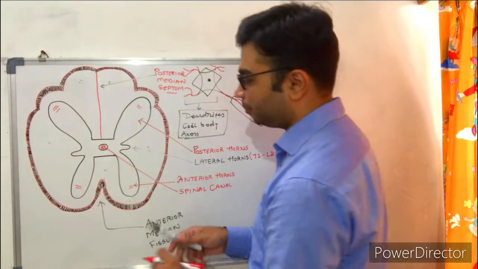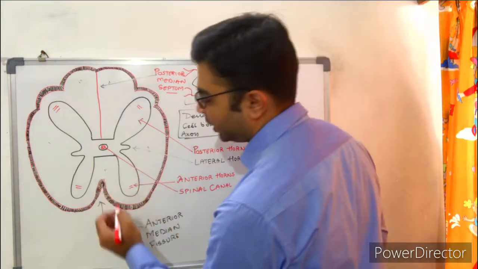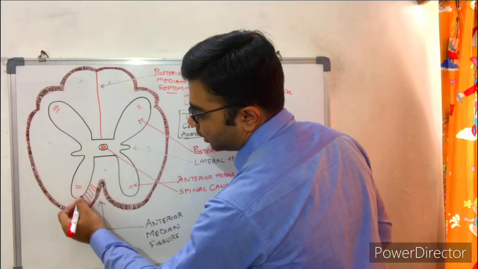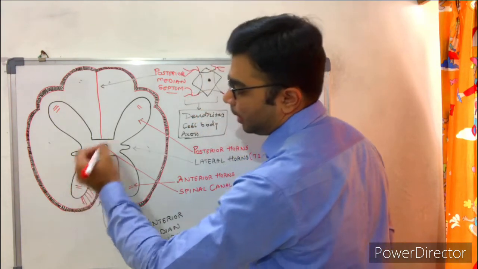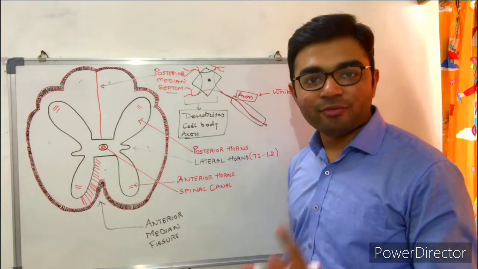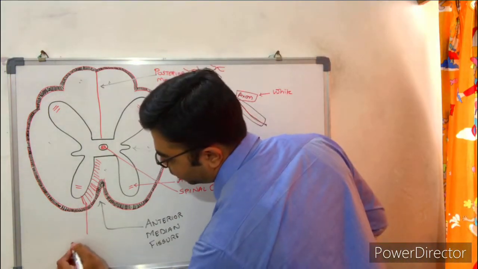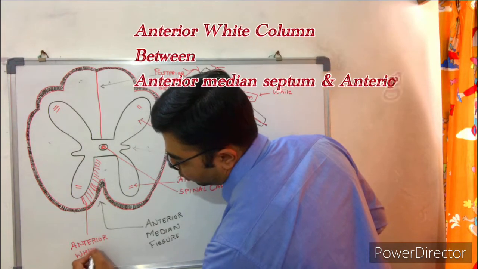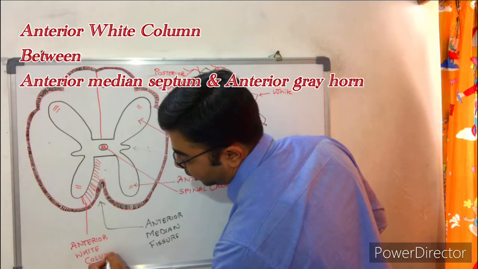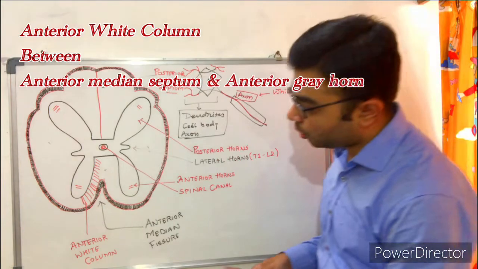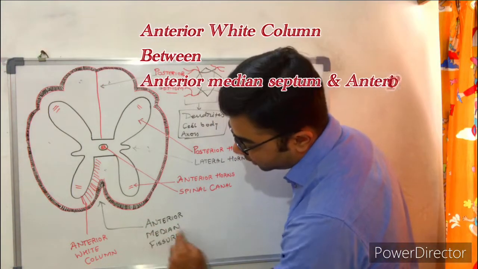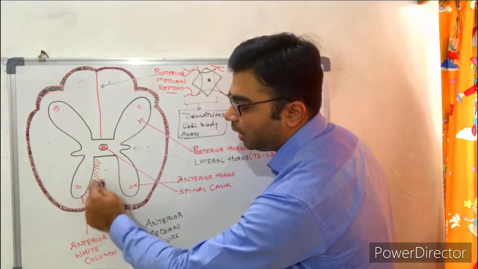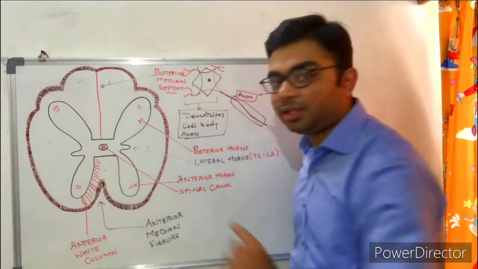In the spinal cord white matter, as you can see, this particular area is termed the anterior white column. Let me write it over here. Typically, if I tell you the location, it is the area between the anterior median fissure on one side and the anterior gray horn on the other side.